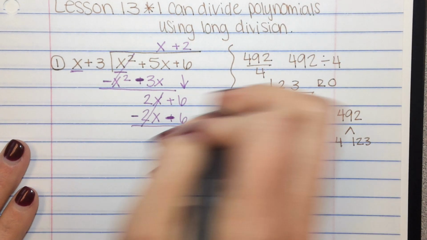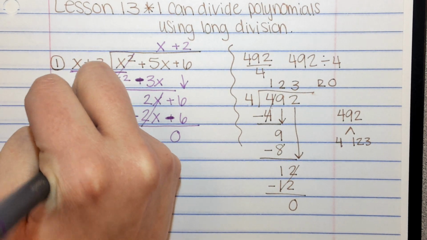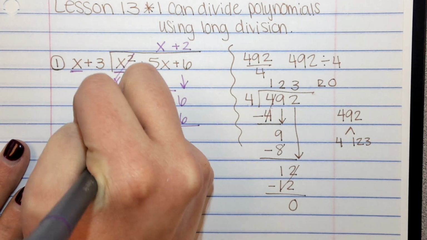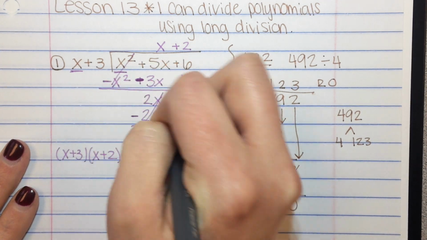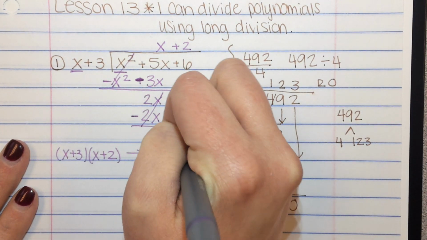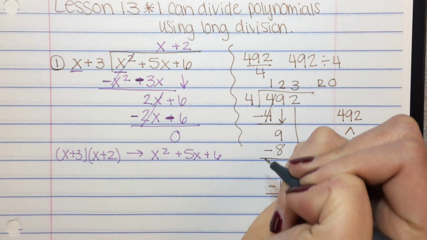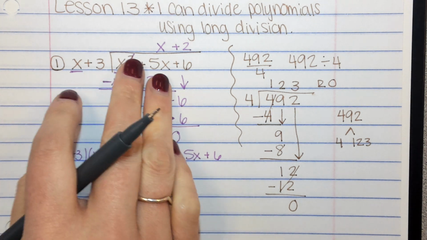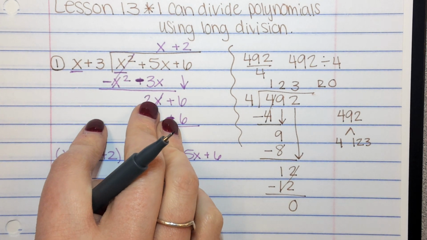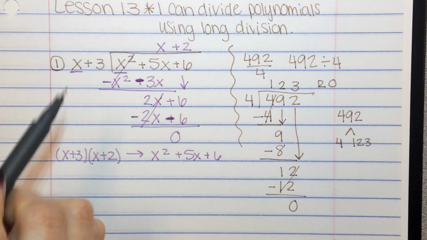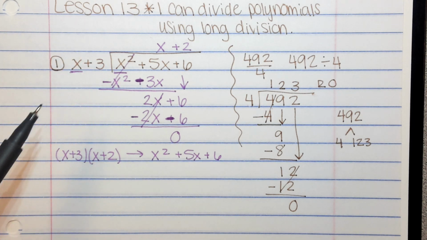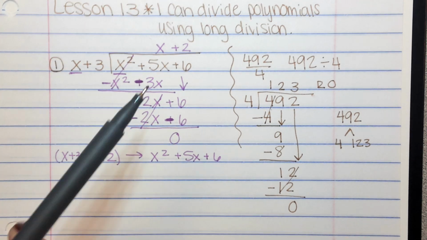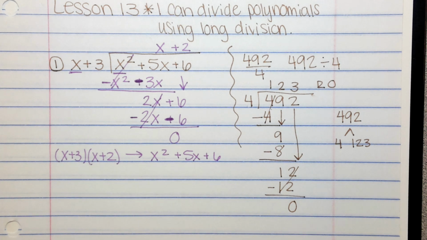So that means that x plus 3 and x plus 2 are factors of x squared plus 5x plus 6. Okay? So today, we're just going to look at the long division by itself. But tomorrow, in some of your problems, you're going to be asked, is this a factor of this? So you have to do long division and see if you get a remainder of 0.